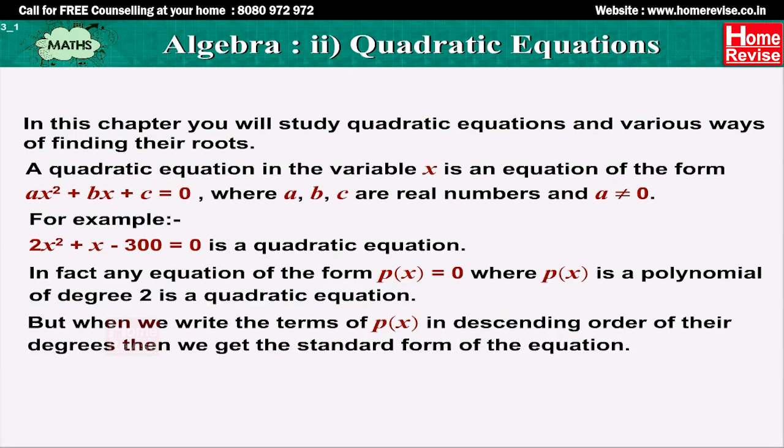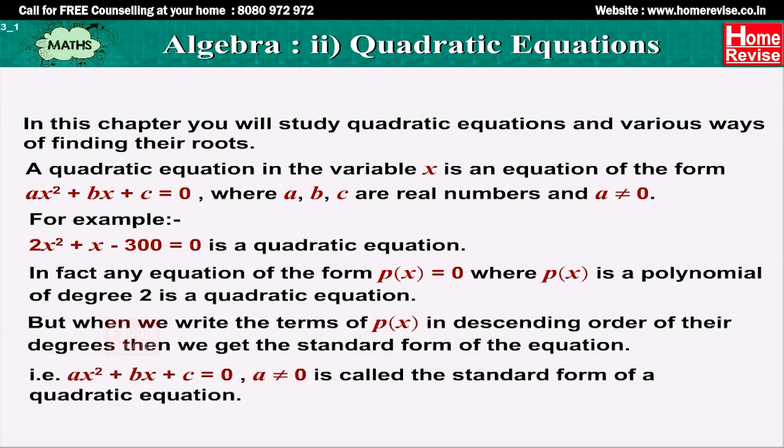But when we write the terms of p of x in descending order of their degrees, then we get the standard form of the equation, that is, ax squared plus bx plus c is equal to 0, where a is not equal to 0, is called the standard form of a quadratic equation.